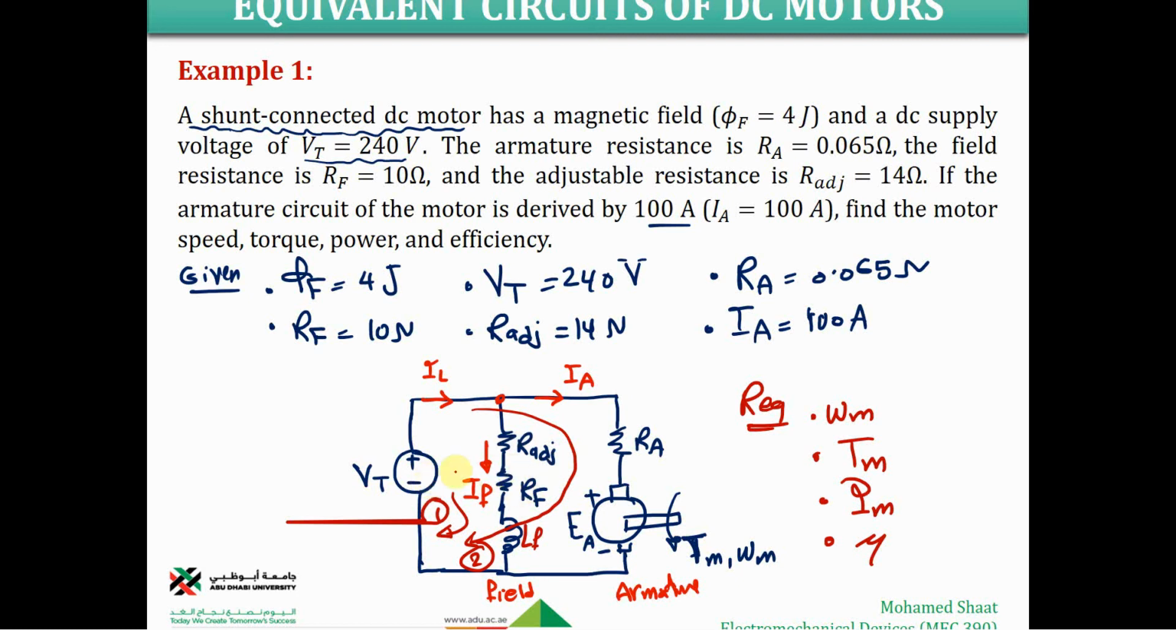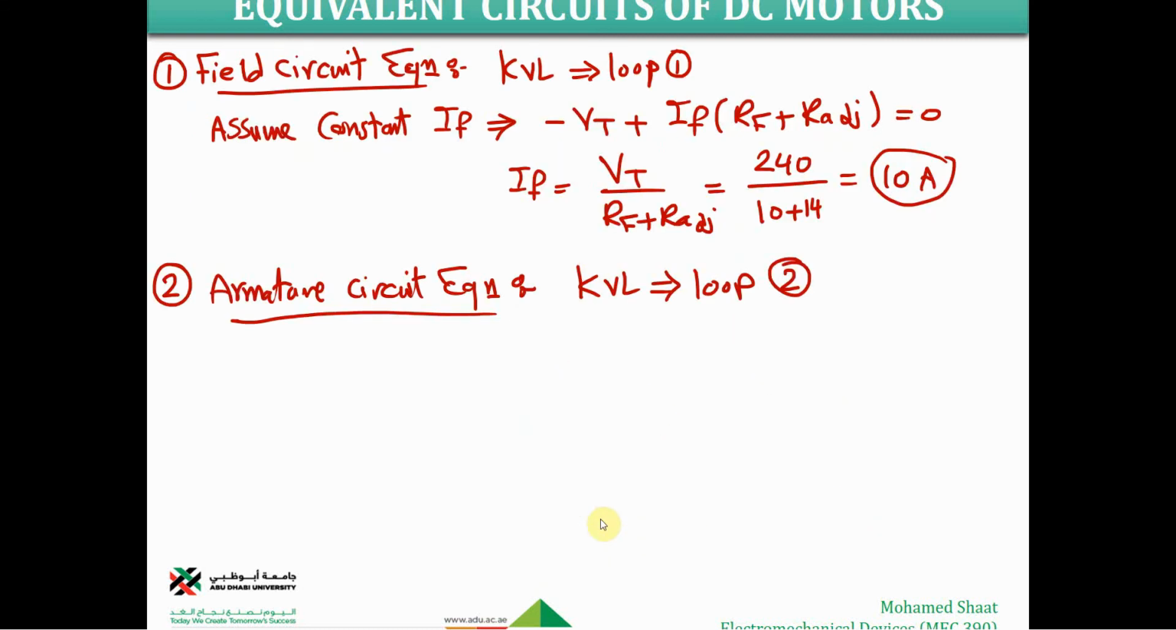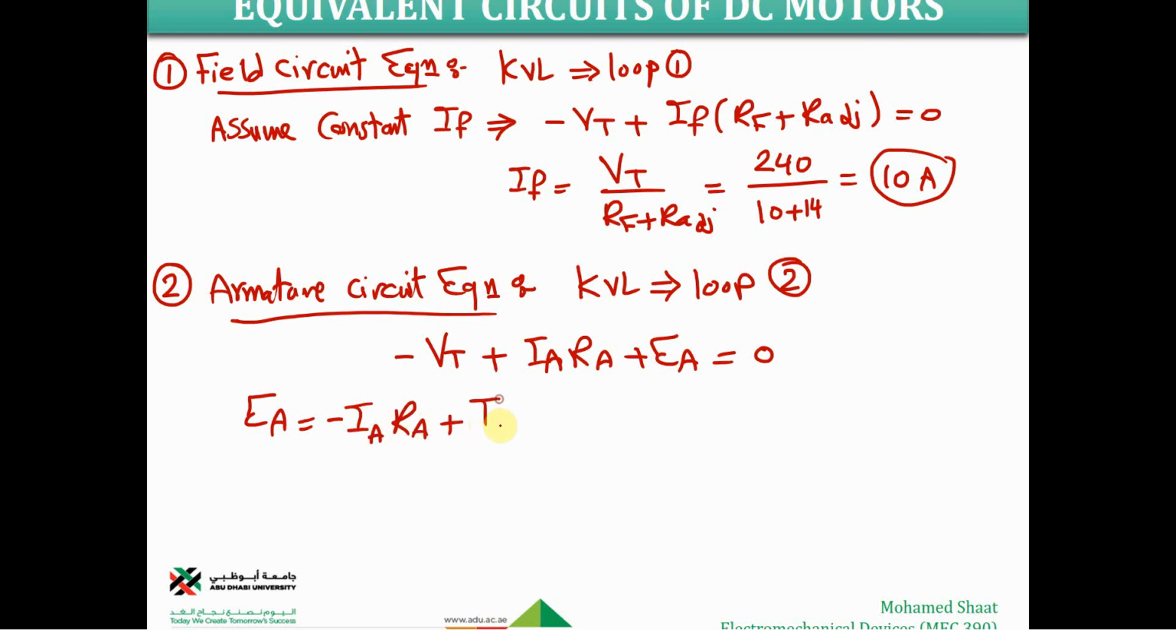So we're going to have three elements. VT is going to be negative because it is input, and these are two outputs, which are IA times RA plus the EA. So this is the equation: negative VT plus IA times RA plus EA, which is the output voltage over the armature of the electrical motor. From this equation, we end up with EA equals negative IA RA plus VT.